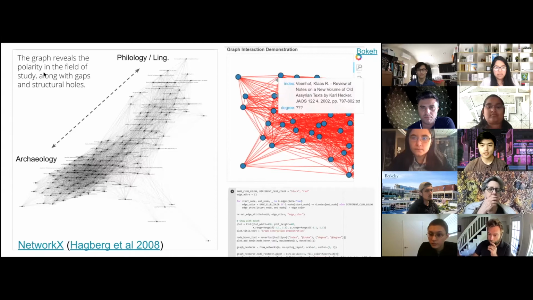On the left side here, we have a great example of that. You can see that there are two distinct groups in the graph. So the bottom left contains documents relating to archaeology and the top right to philology. And these two ends sort of push against each other, which helps to reveal the polarity in the field of study. Using visuals like these make it much easier to understand the relationships in a graph compared to something like reading a large table of text.